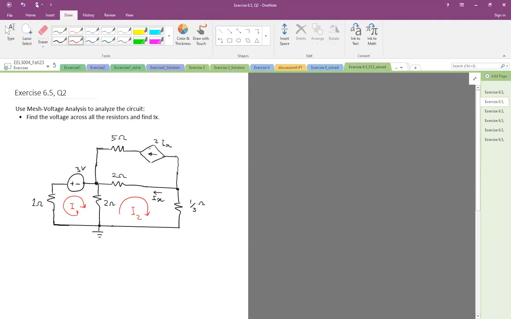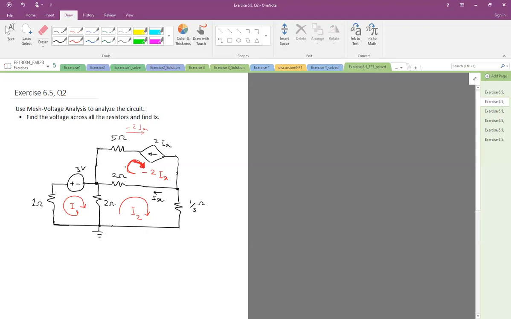So whenever you have a current source which is not in common with other meshes, for example, the current source is not here, the current source is here, then I can basically label that mesh current based on that current source. In this case, I always go with the clockwise. So if I consider clockwise, the amount of mesh current would be negative 2ix. Hopefully everybody agrees. So 2ix is going this way, so negative 2ix is going that way. So that will be the amount of the mesh current.